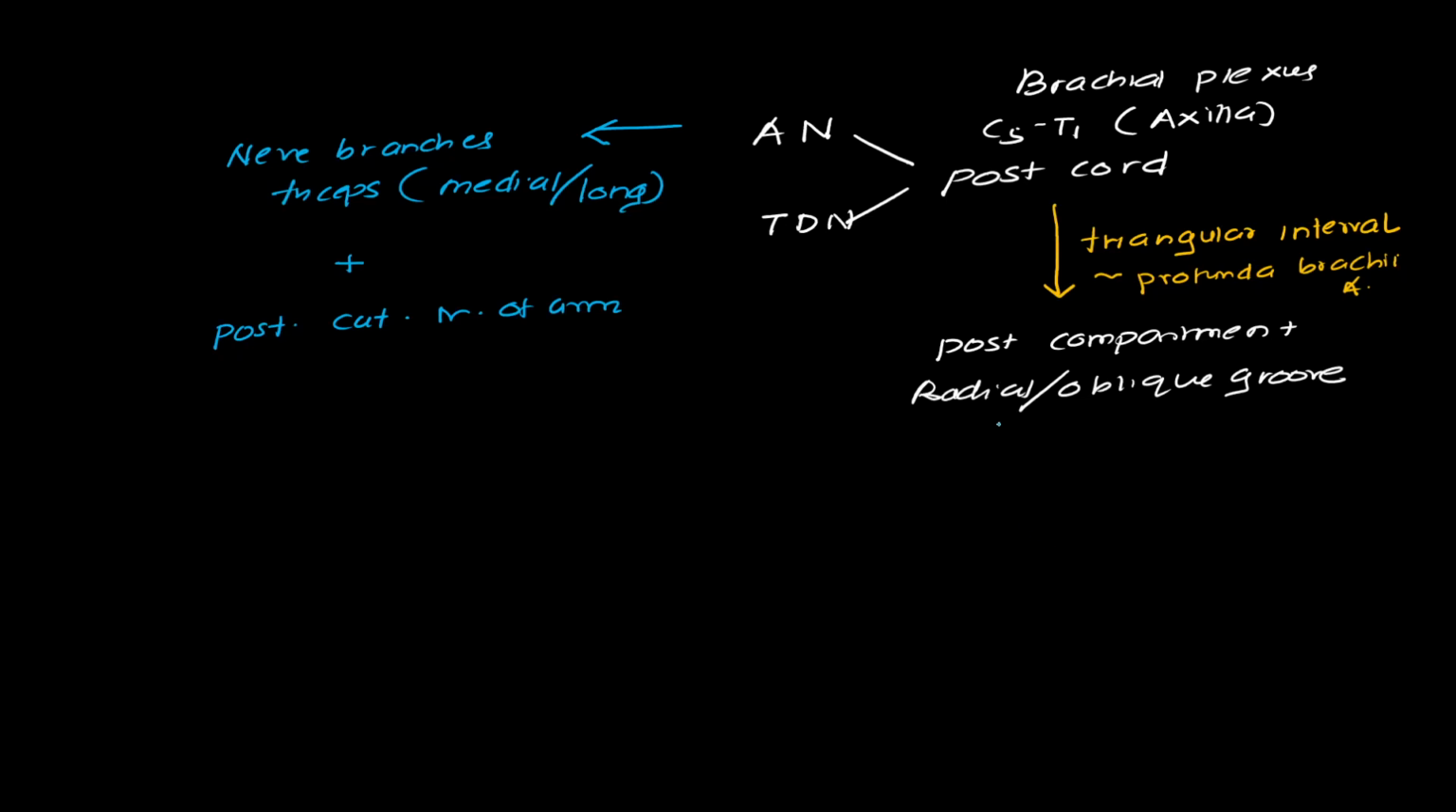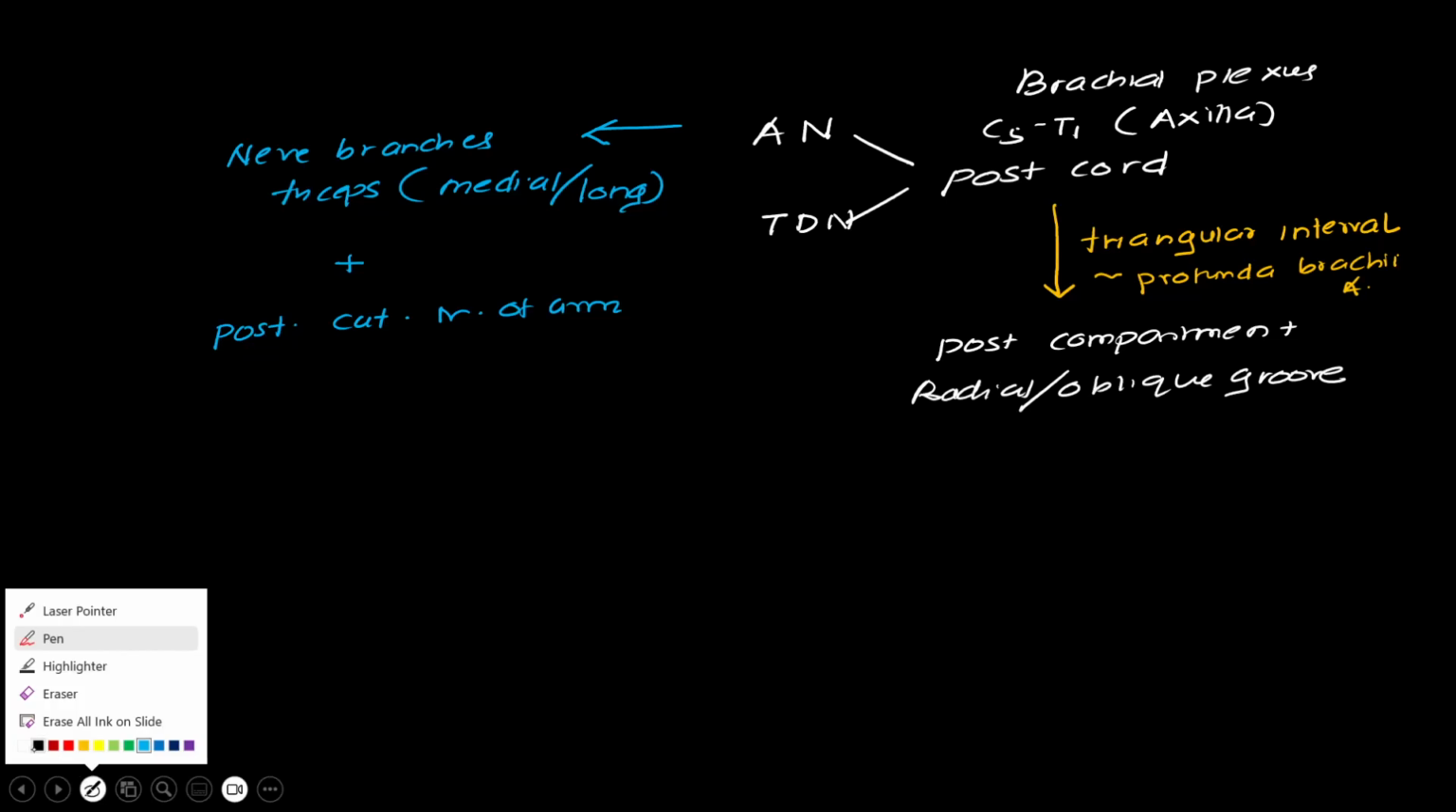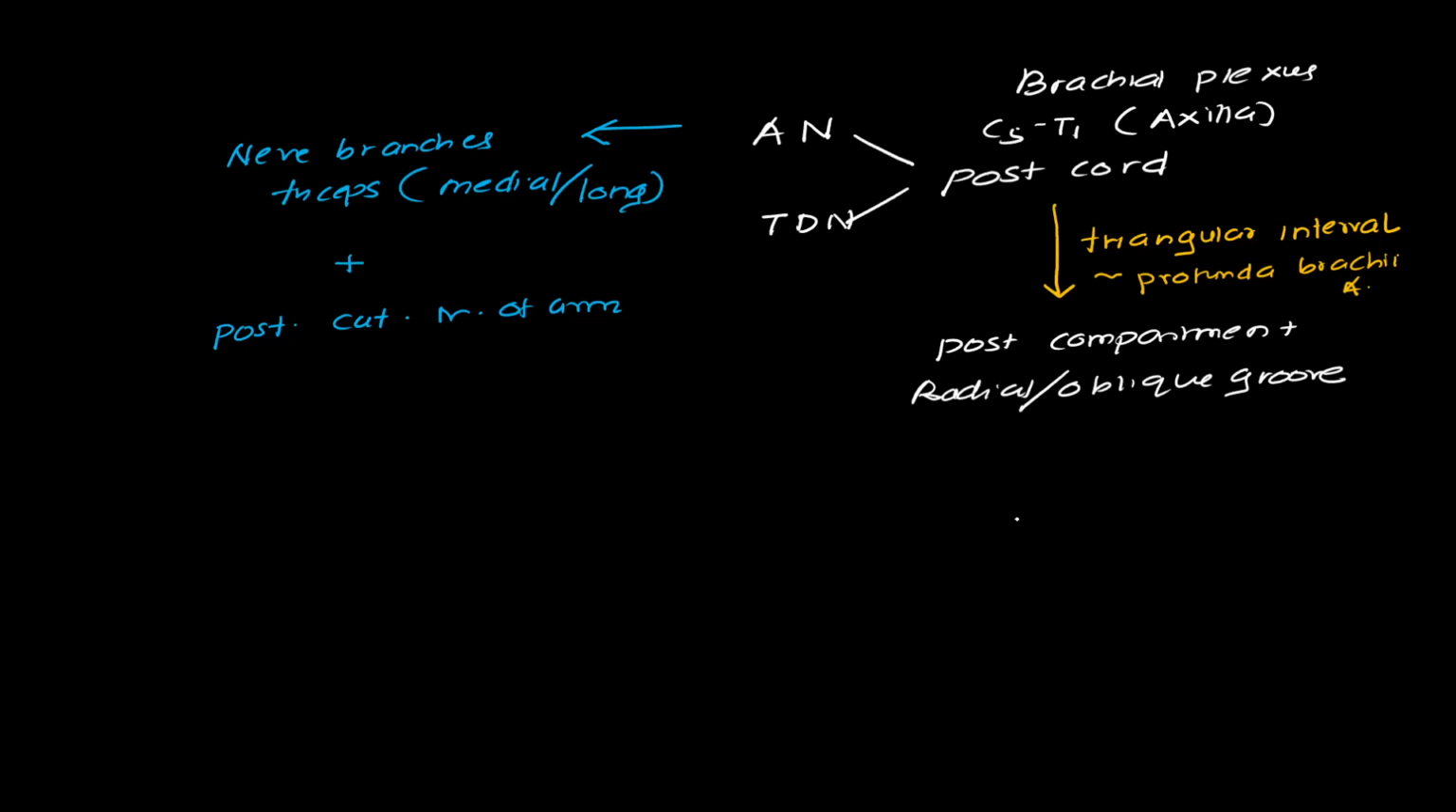Now, as it passes through the oblique groove, it comes to the elbow region. At the elbow, it passes through the intermuscular septum and moves into the anterior compartment, but comes back to the posterior compartment of the forearm. Now that's something very trivial, but again you should know. So it passes to the posterior compartment of the forearm.